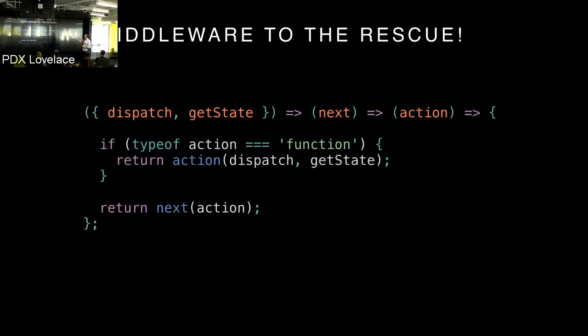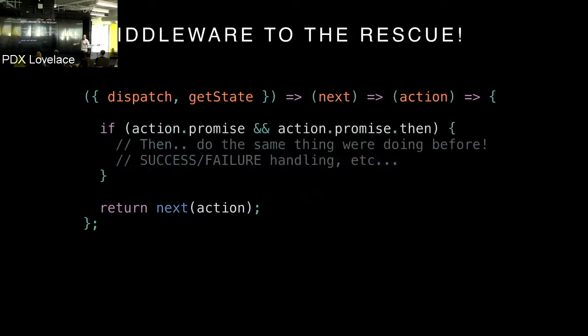So, just like we have the thunk middleware right here, we can make another middleware. Instead of looking to see if the action itself is a function, we can look to see if the action is a promise. It has a promise key on it. So if it has a promise key and that promise is a promise, this is just kind of pseudocode, then do some crazy stuff.